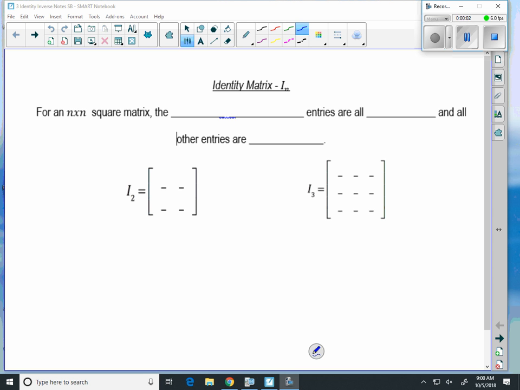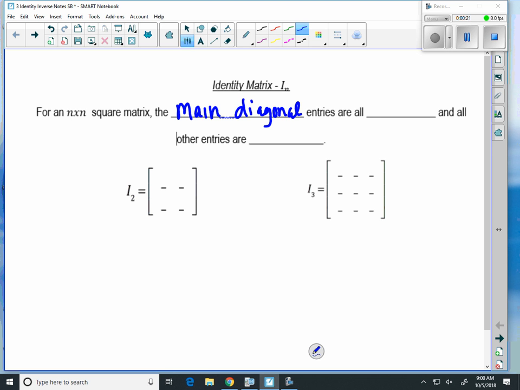We're going to talk about the identity matrix and then lead into inverse. Okay? So does anybody remember the identity matrix? Does anybody remember what it has? The main diagonal. The zeros and the ones.